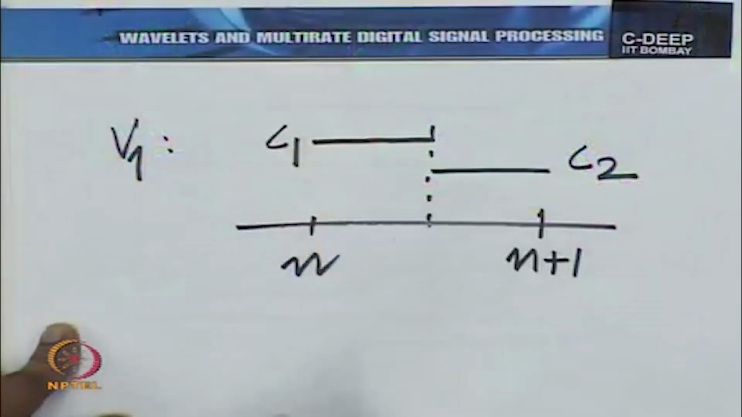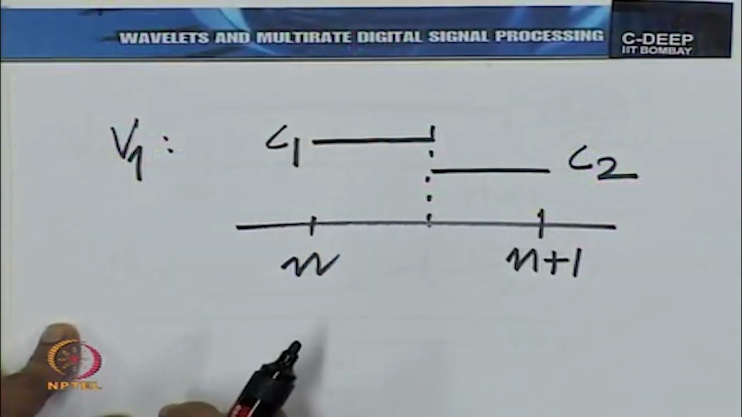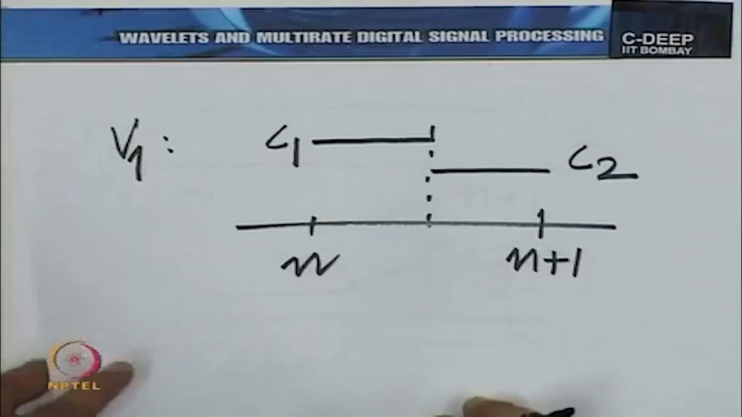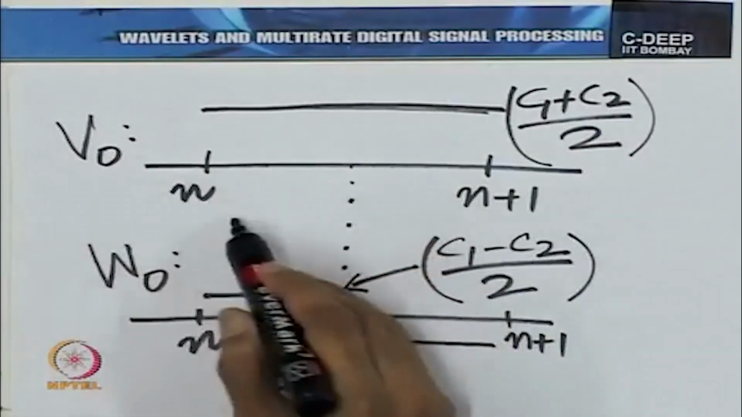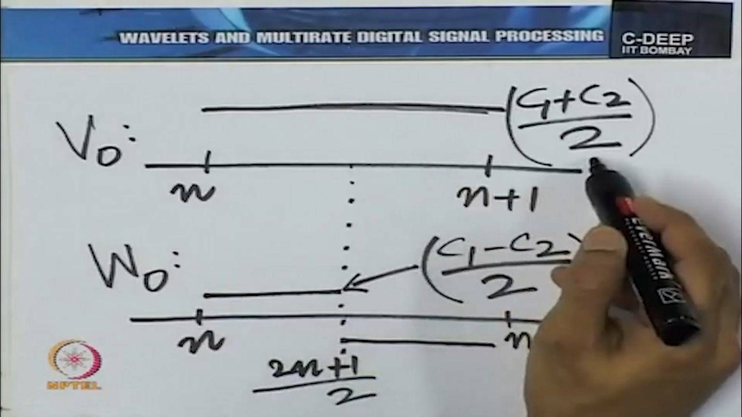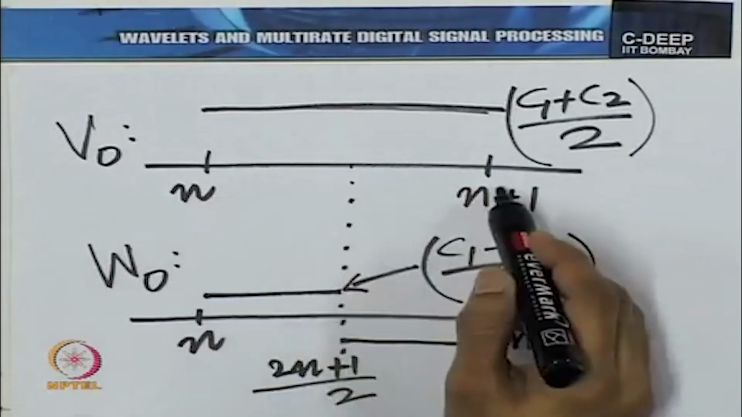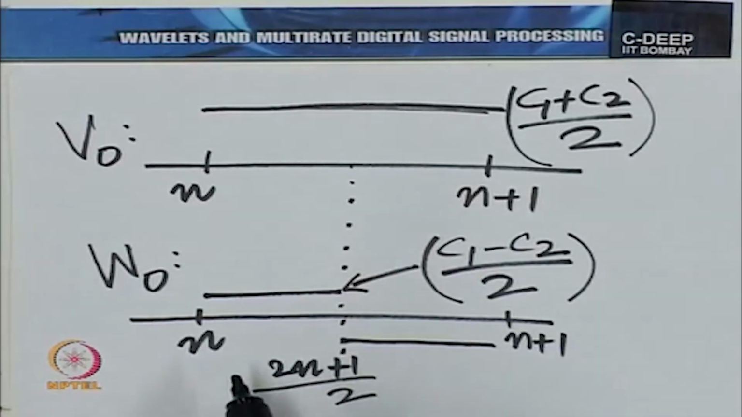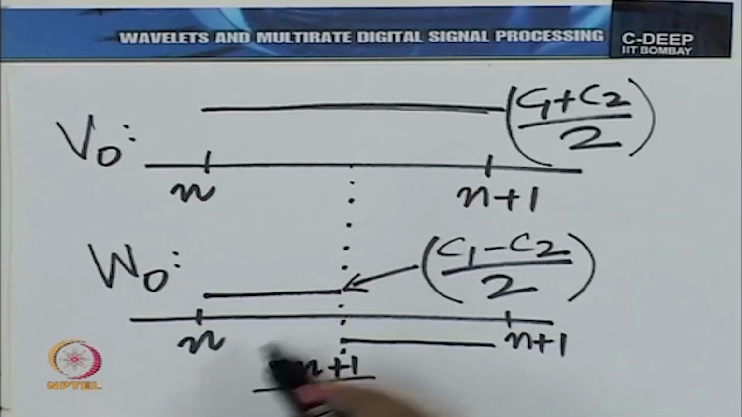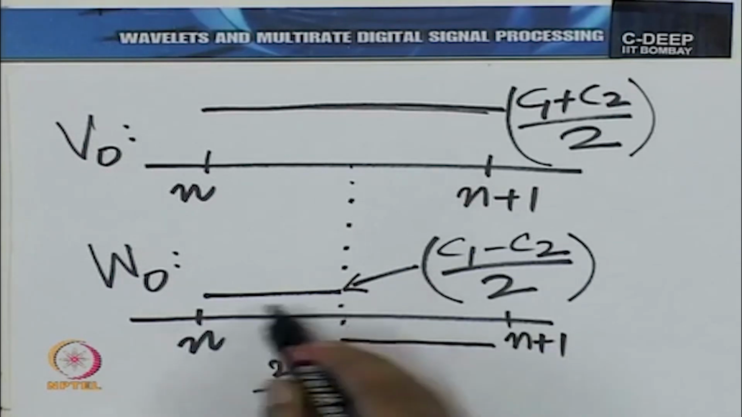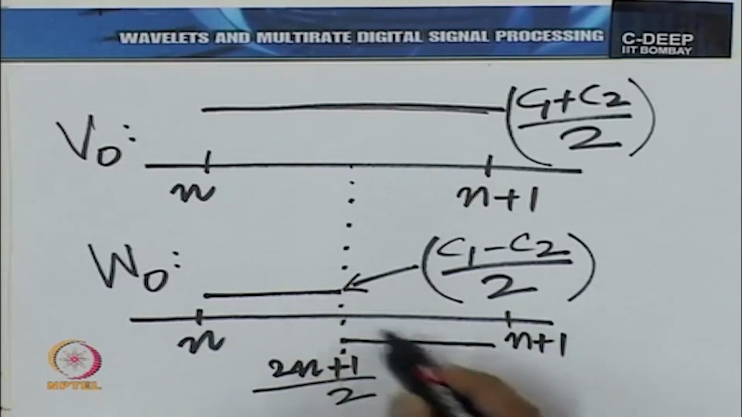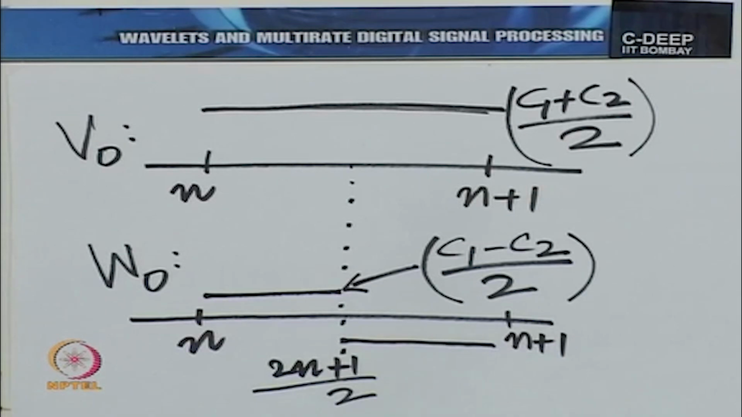being c 1 on the first half interval and c 2 on the second half interval, of course, it belongs to v 1, is equal to the sum of this function c 1 plus c 2 by 2 on the entire interval belonging to v 0 plus this function belonging to w 0, which is c 1 minus c 2 by 2 on the first half interval and the negative of the same thing on the second half interval.